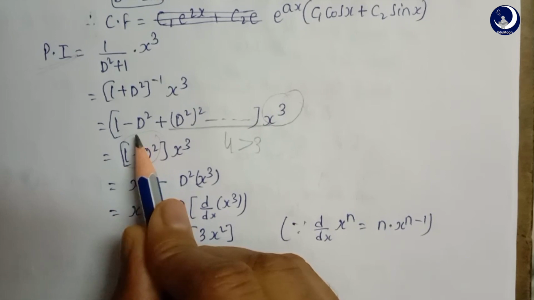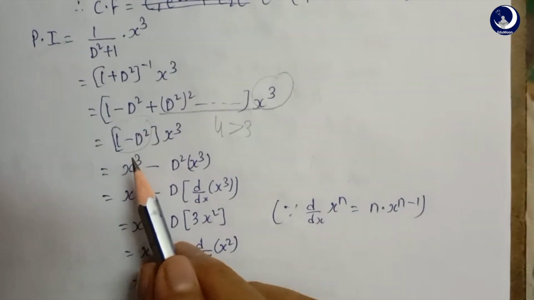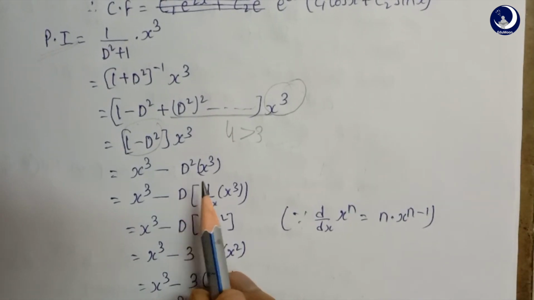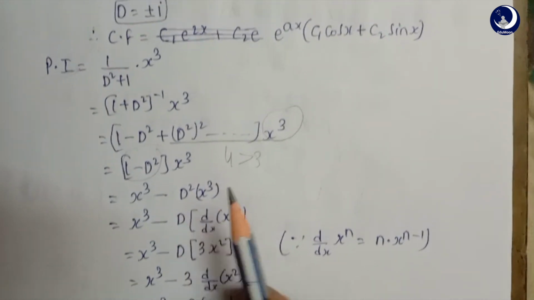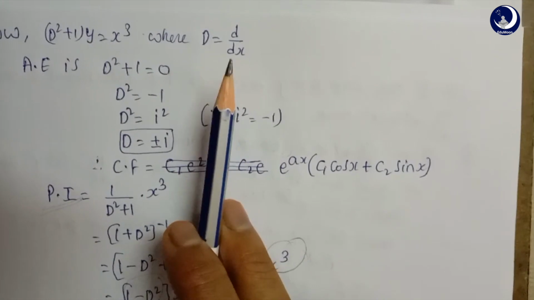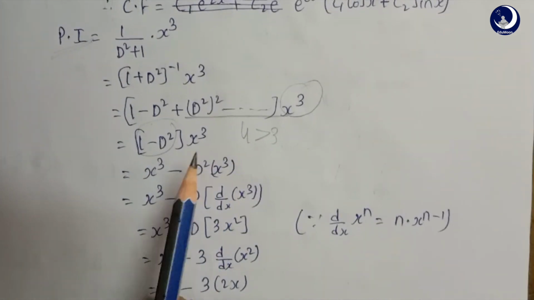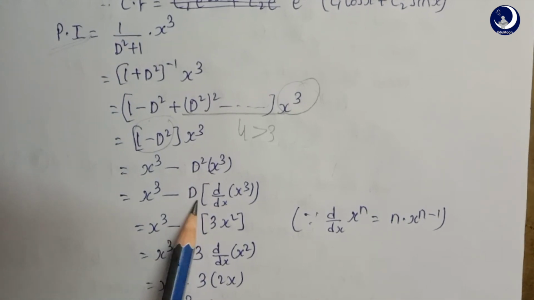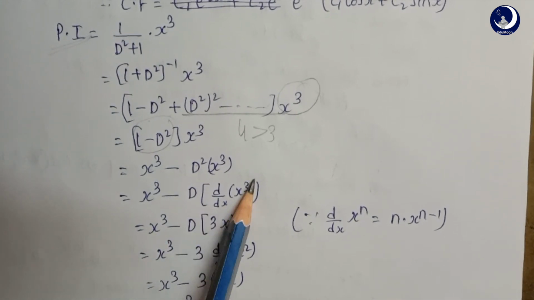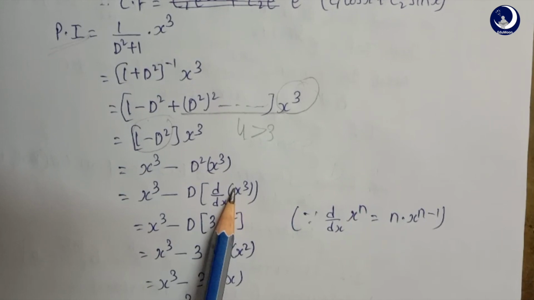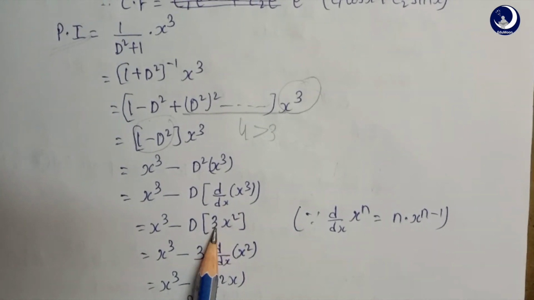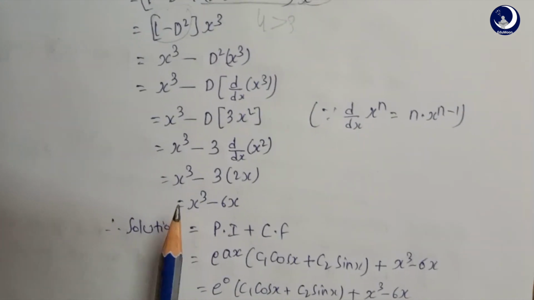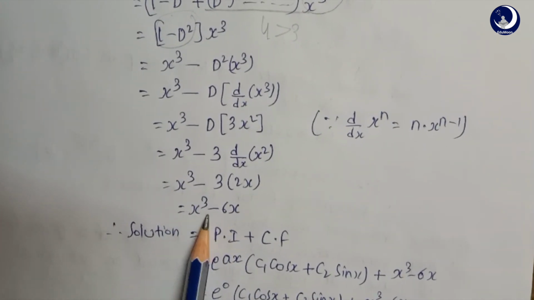We only consider 1 - D squared. Now (1 - D squared) into x cube. Multiplying, it is x cube - D squared into x cube. Here D means d by dx, that means differentiation. So D squared into x cube means D into d by dx of x cube. Differentiating the function, we get 3x squared. Differentiating again, we get 3 into 2x, that means 6x. So we got the particular integral as x cube - 6x.